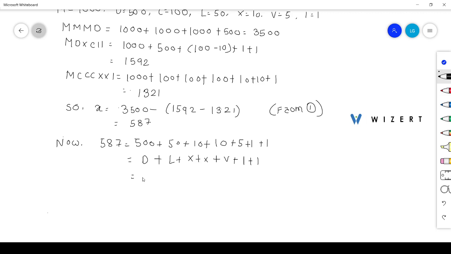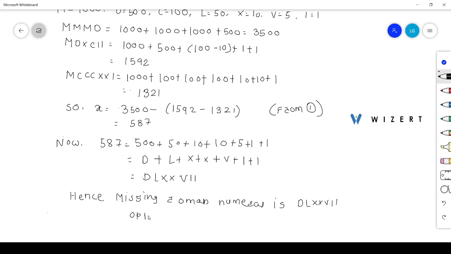So it will be DLXXVII. Hence the missing Roman numeral is DLXXVII. From the available options, option A denotes that Roman numeral.